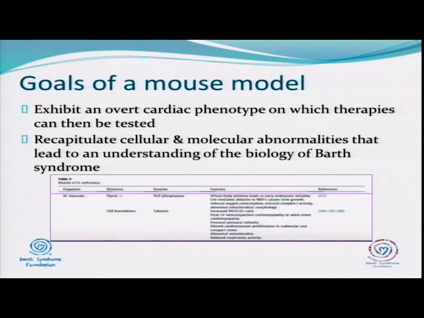The goals of the mouse model should be, right, to exhibit an overt cardiac phenotype, and then we can test therapies. That's the bottom line. That is the mission of this foundation. We also want to be able to recapitulate cellular and molecular abnormalities that will then lead us to an understanding of the mechanisms that underlie this disease. Right? But the primary mission of this foundation really is to figure out therapies.